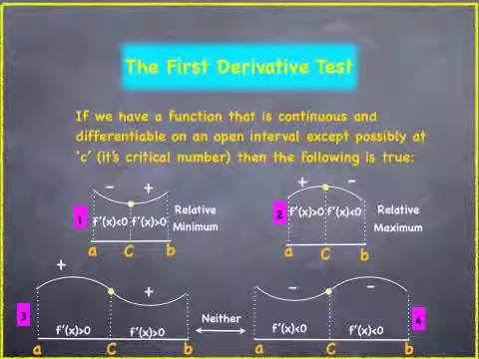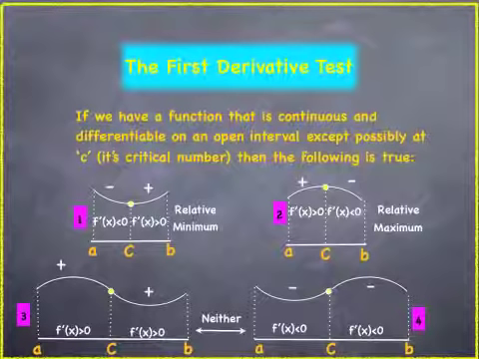So in the first scenario, if you look at item 1, you can see our critical value c. And if you look at our graph to the left of c, it is decreasing. When we move from left to right, we see that the graph is going down, it is decreasing. And what does that mean? Well, it means that the first derivative is less than 0, or negative.